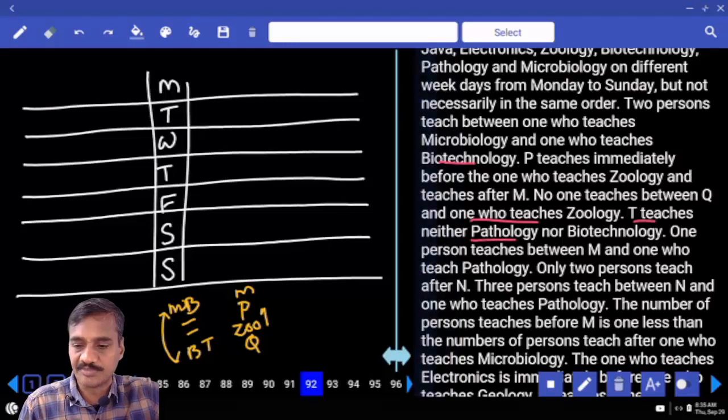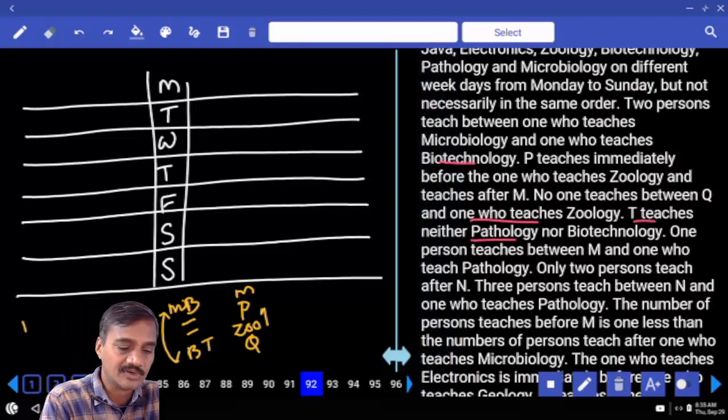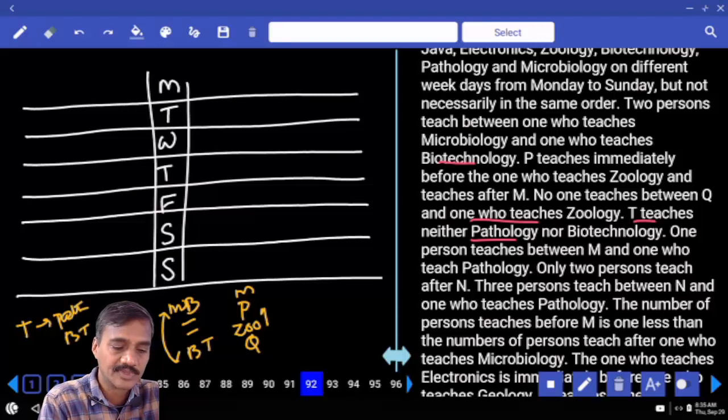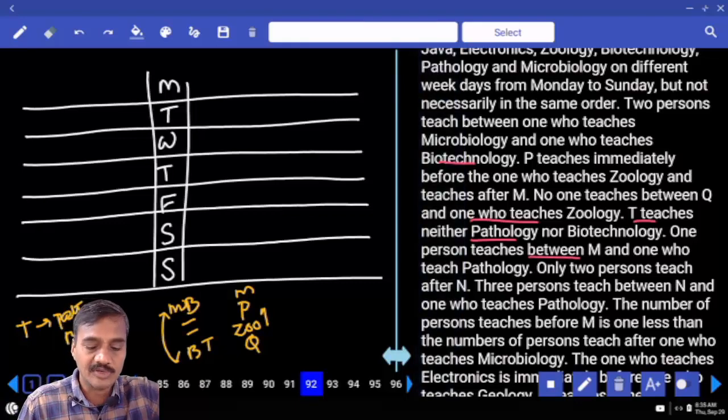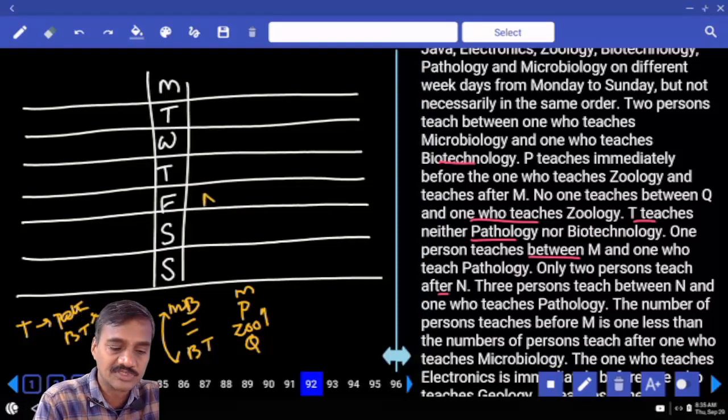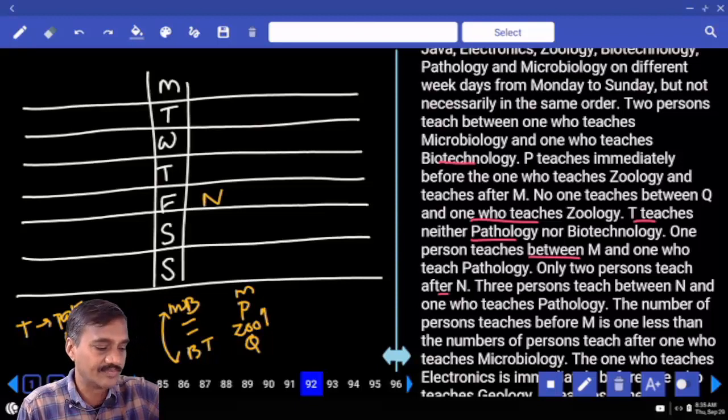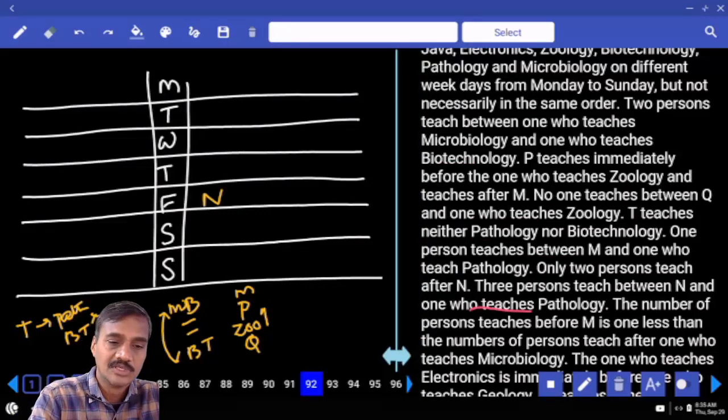T teaches neither pathology nor biotechnology. One person teaches between M and the one who teaches pathology. Now between M and the one who teaches pathology there must be exactly 1 person, and 2 persons after N. Now N must be on Friday, and there are 3 persons between N and the one who teaches pathology. So the one who teaches pathology is here.